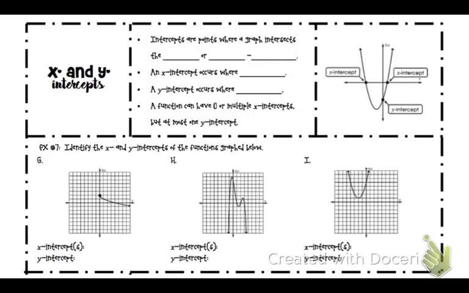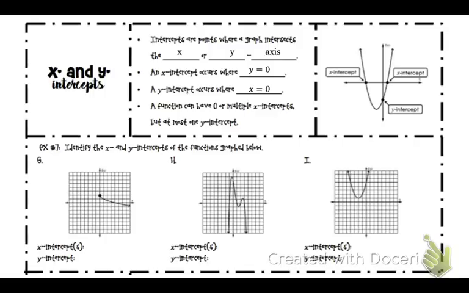All right, so intercepts are points where the graph intersects the x or the y axis. So you should be able to figure out that the x-intercept is where y equals 0. So that's where it crosses the x-axis, because the x-axis is the line y equals 0. The y-intercept occurs where x equals 0, or on the y-axis.